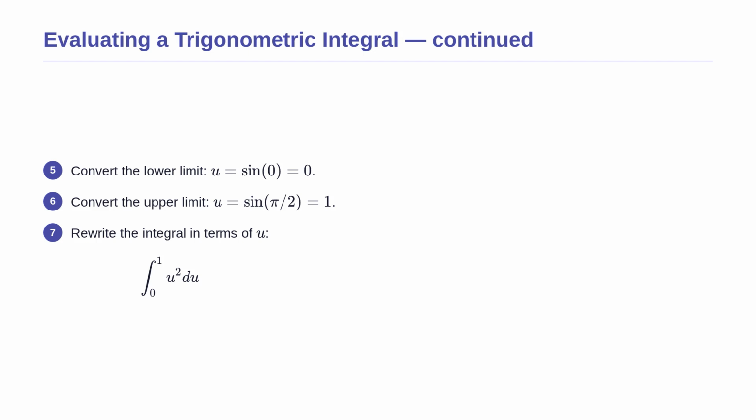Now we rewrite the entire integral. The sine squared x becomes u squared, the cosine x dx becomes du, and our limits change to 0 and 1. Our complex trigonometric problem has transformed into a basic polynomial integral of u squared. This is the magic of substitution, turning a difficult problem into one you can solve in seconds.